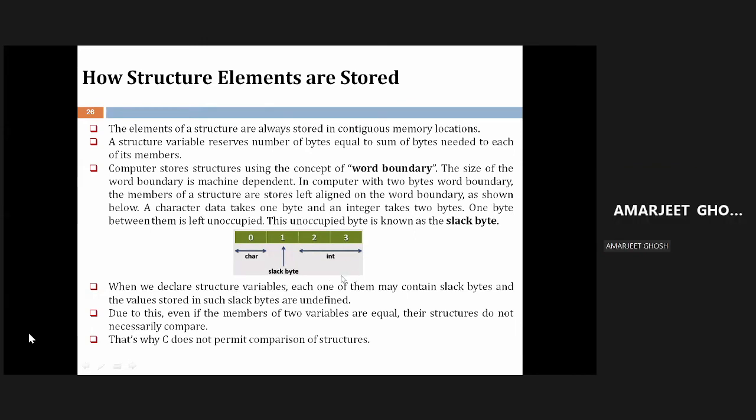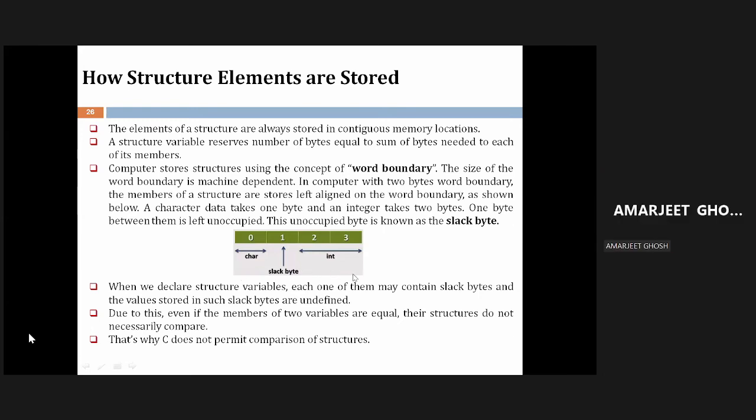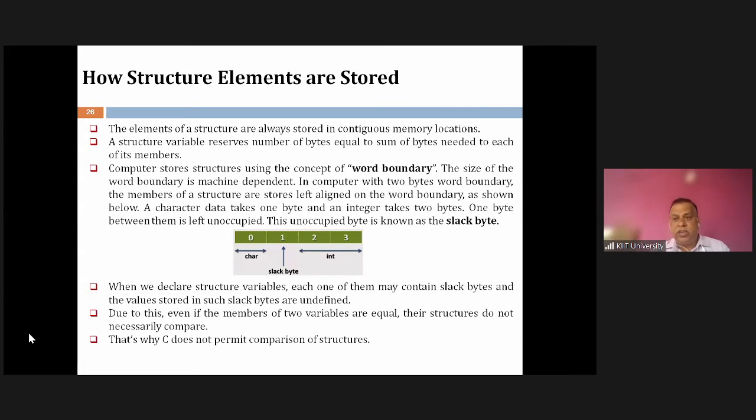Char, int. Yes, a single character, a single integer, inside a structure. How many bytes did it take, 3 bytes or 4 bytes? It took 4 bytes because of the slack byte after the char. Had I declared int first, then char, it would have taken 3 bytes or not?